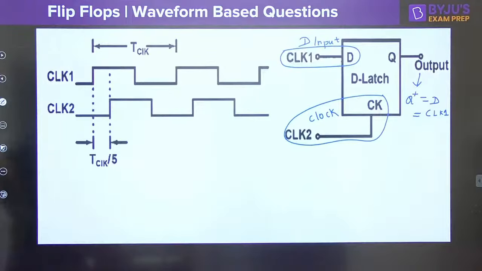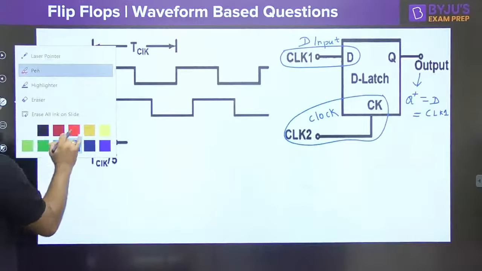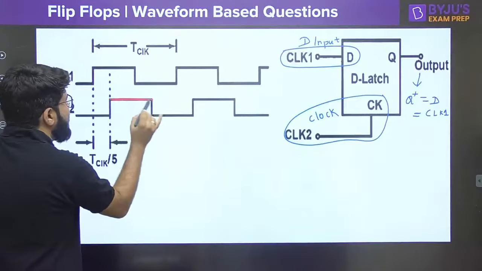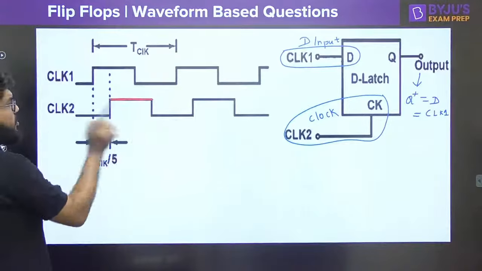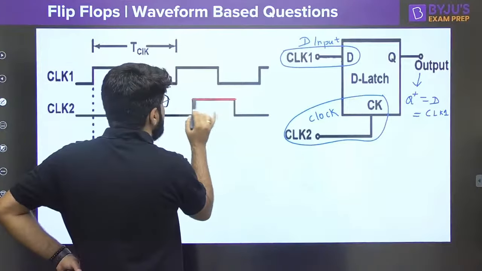But the latch is transparent only when the clock, that is CLK2, is high. So let me just highlight this, guys. You need to keep track of this. The actual clock, that is CLK2, should be high.